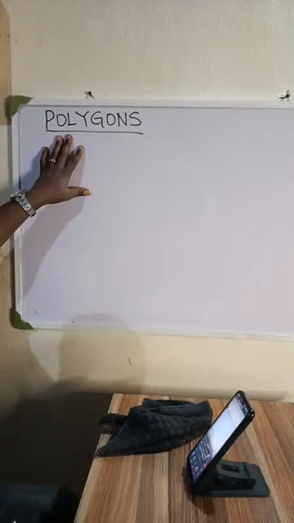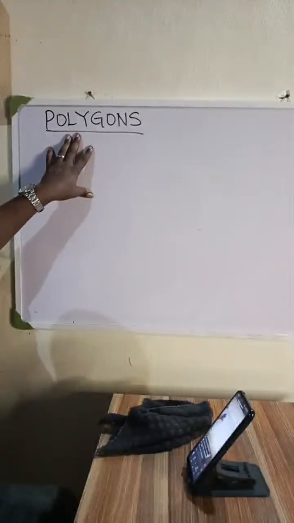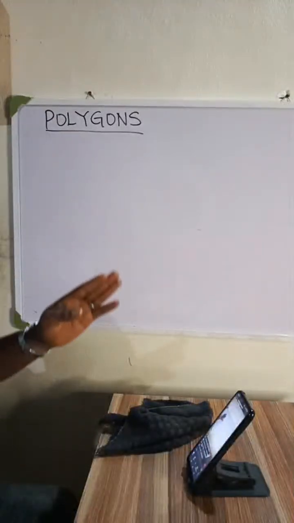So we are looking at polygon. Okay. So a polygon is a 2D shape that has at least 3 sides.